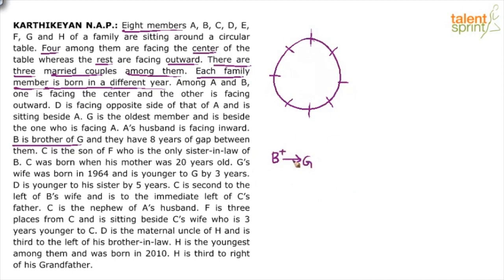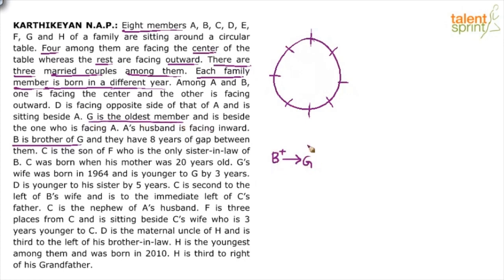B is the brother of G, and they have 8 years of gap between them. Again, we don't know who's older, who's younger. But at one point here, he has mentioned that G is the oldest member. So very clearly, G is older than B.